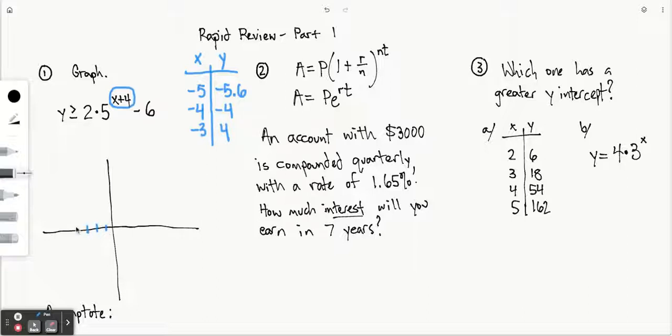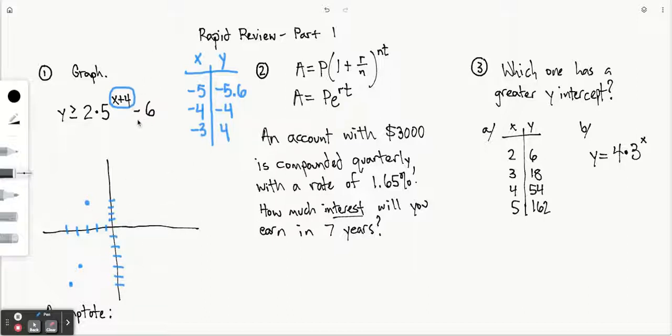A lot of times you do have to go by 5s or 10s, but this graph has really small numbers, which works out good. I am going to graph -5, comma, -5.6, which would be like there-ish. I got -4, comma, -4. And then I have a -3, comma, +4. So you graph your points, and once you have those in place, don't forget to graph your asymptotes.